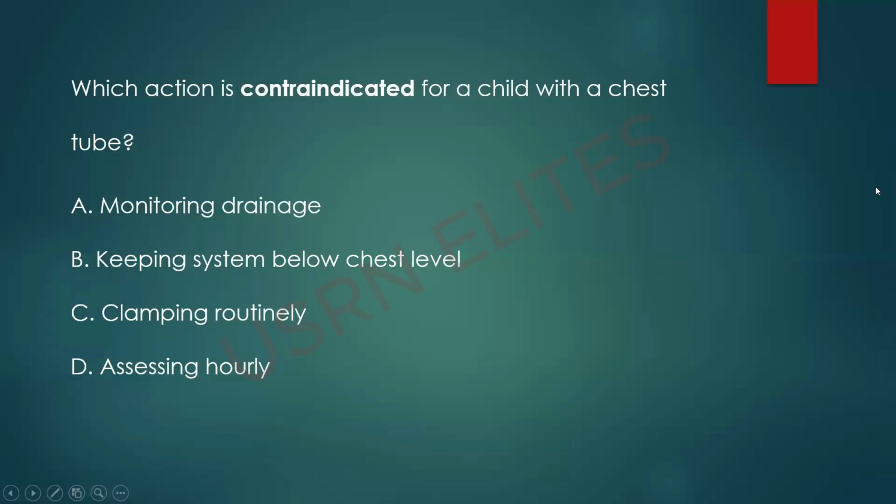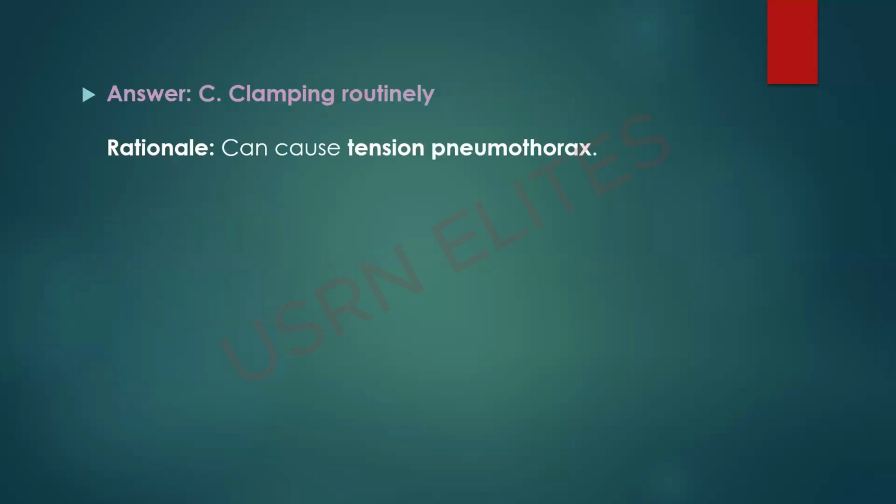Okay, thank you. Which action is contraindicated for a child with a chest tube? A. Monitoring drainage. B. Keeping system below chest level. C. Clamping routinely. D. Assessing hourly. I told you about this, right? What's the answer? C. Because of what? Risk of what? Tension pneumothorax. Good, because of tension pneumothorax.